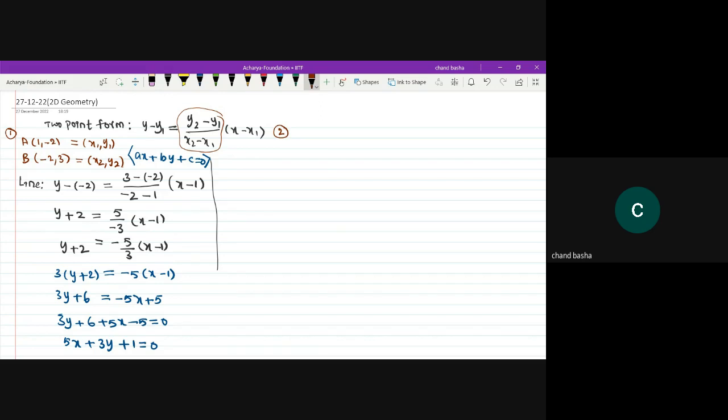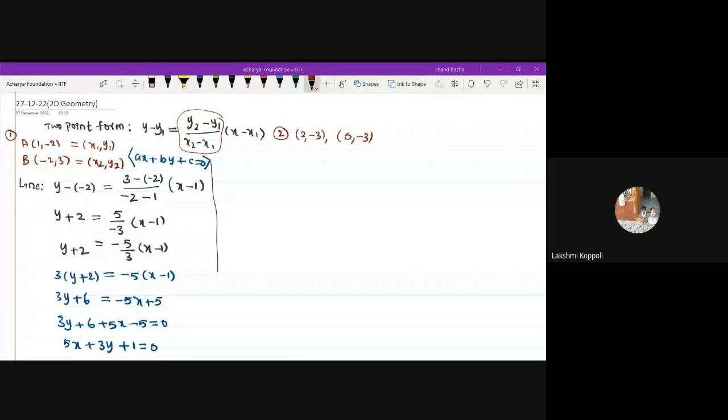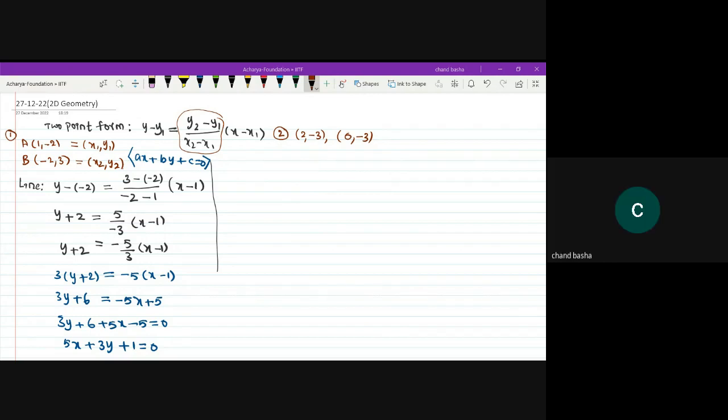Now, question number 2: find the equation of the line containing the points 0, minus 3. Yes. Sir, midpoint formula, sir? We don't have any formula like that. What you are telling, it is midpoint x1 plus x2 by 2. Average, that is not necessary to discuss. Midpoint means what? Average of the given points: x1 plus x2 by 2, y1 plus y2 by 2.